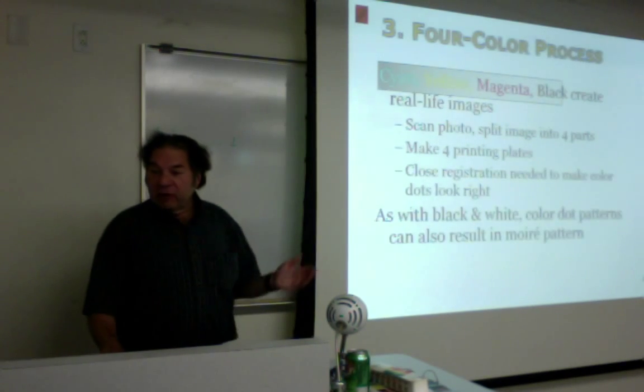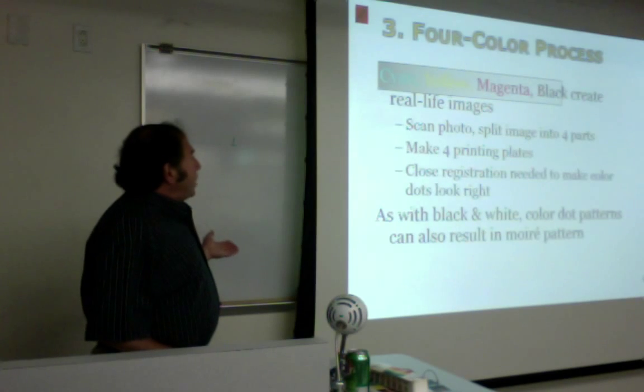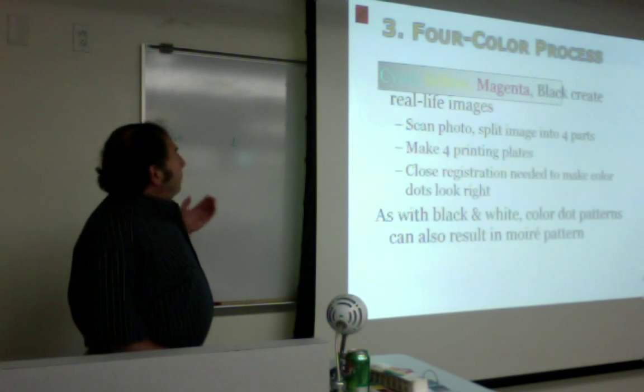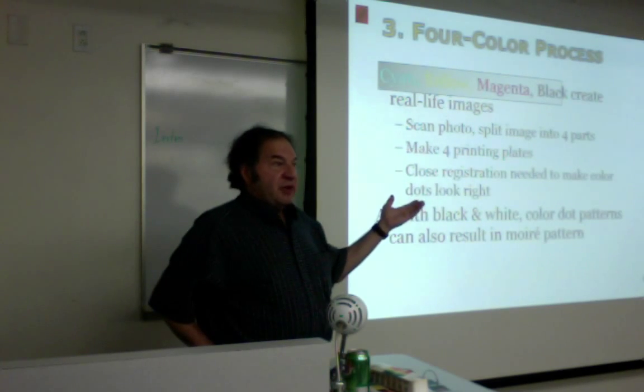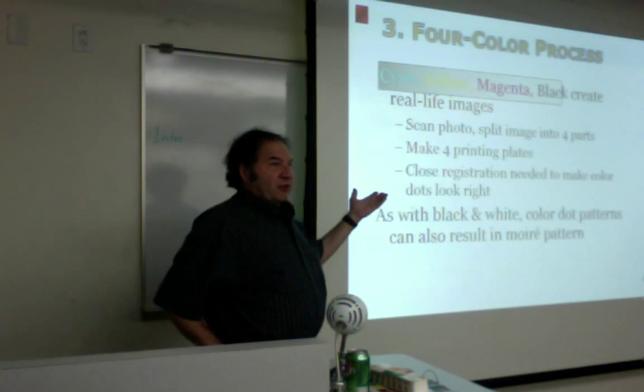All right. The four-color process: cyan, yellow, magenta, and black. Cyan comes from the use of, can you guess what chemical they use to make that blue? Yeah, cyanide. That's what they use.